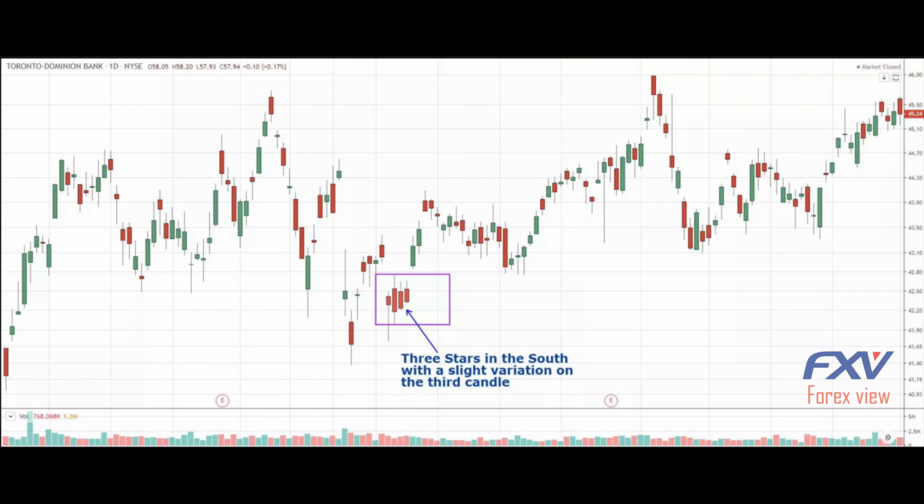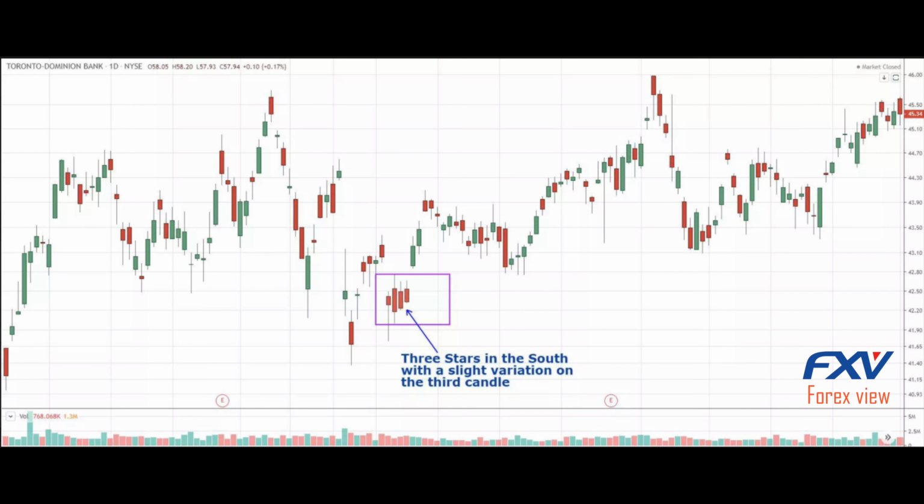The three stars in the south. The three stars in the south is a three-candle bullish reversal pattern that appears on a candlestick chart. It may appear after a decline and it signals that the bearishness is fading. The pattern is very rare.